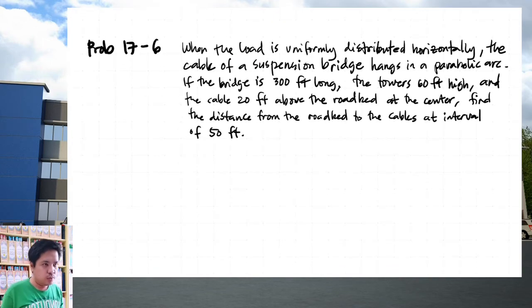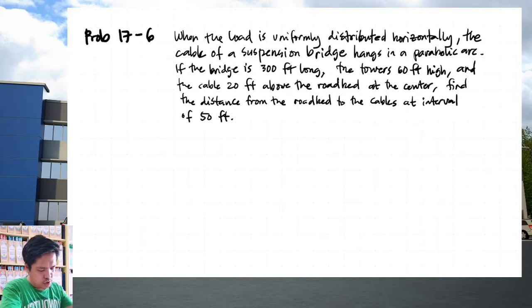Okay, for our sixth problem, we have this. When the load is uniformly distributed horizontally, the cable of a suspension bridge hangs in a parabolic arc. If the bridge is 300 feet long, the towers 60 feet high, and the cable 20 feet above the roadbed at the center, find the distance from the roadbed to the cables at intervals of 50 feet. Sorry, it should be at intervals of 50 feet. Okay, how do we solve this?